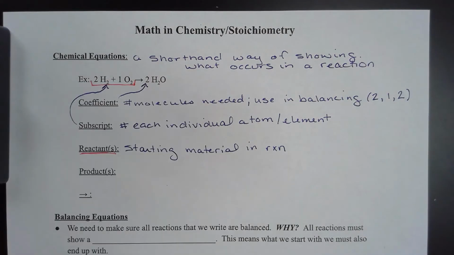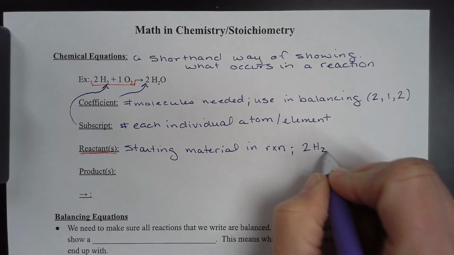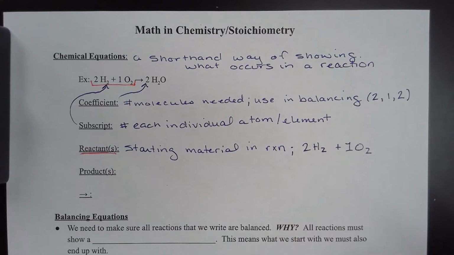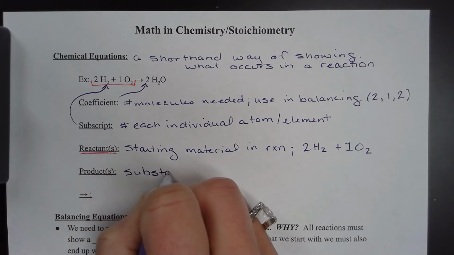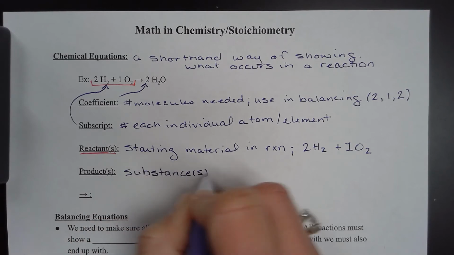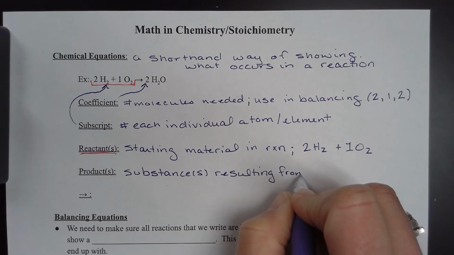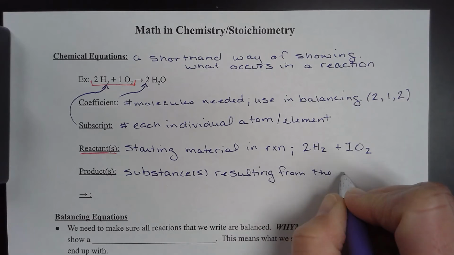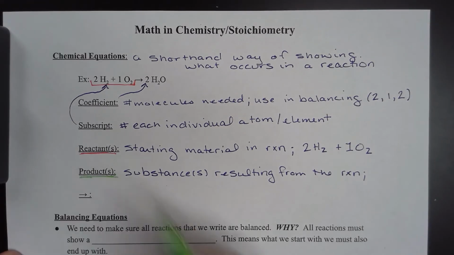It's 2H2 plus 1O2. It's everything before the arrow. Our products are the substance or substances resulting from the chemical reaction. Resulting. That means it's what was made. And in this case, I'm going to underline in green. Our products are after the arrow.